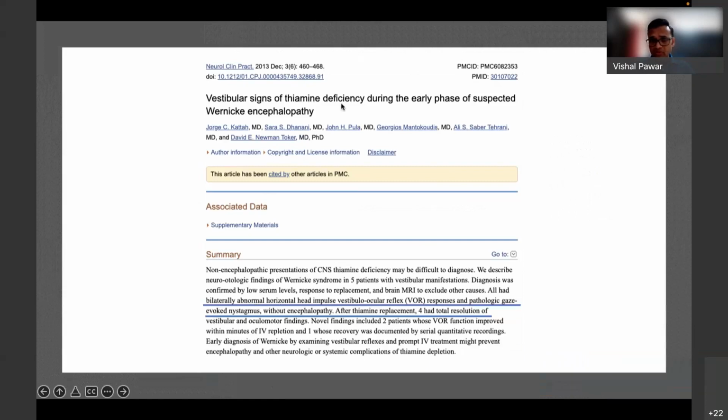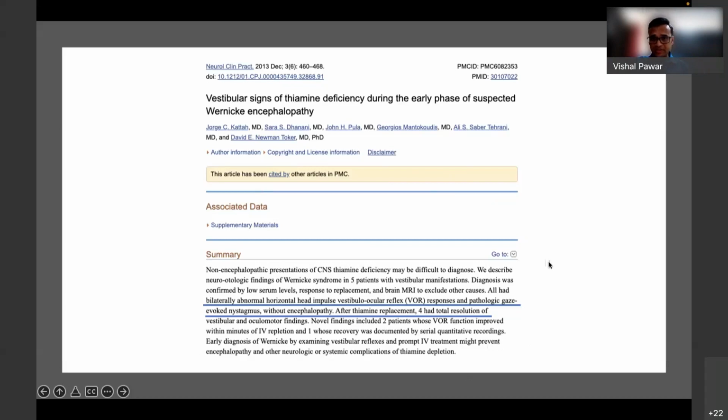So it's very important to remember one thing, that patients with Wernicke's, the thiamine deficiency, can present with bilaterally abnormal horizontal head impulse test and pathological gaze evoked nystagmus without encephalopathy. And after thiamine replacement, there is immediate resolution of symptoms in many patients. It's very important to recognize this entity, and if it goes unrecognized, just imagine the suffering of the patient. Just a mere injection of thiamine or a tablet of thiamine can lead to a complete resolution of symptoms.